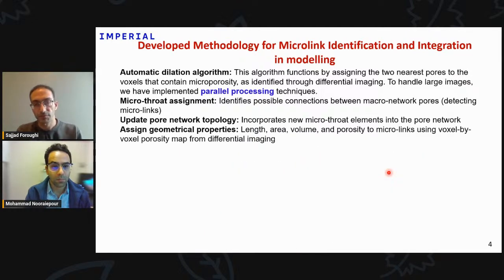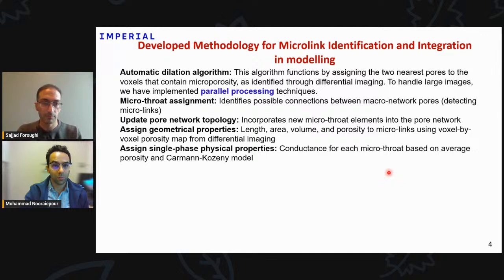Then after characterizing the microlinks topologically, we need to assign them length, area, and volume, because a microlink is a Darcy-type element. It's not like resolved pores and throats that have actual length and throat area. So we calculated them from the differential imaging result. Differential imaging provides us the porosity map. From porosity we can get volume, and from volume and distance we can get length, and we assign area and also porosity to these microlinks.